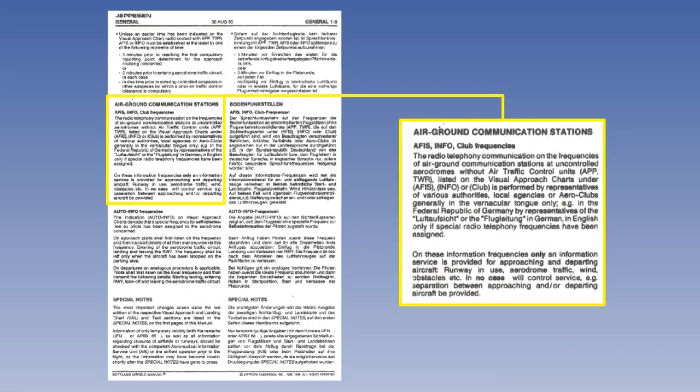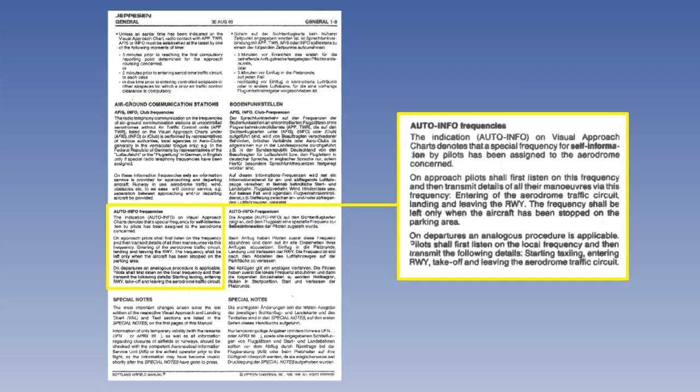The air-ground communications paragraph on page 19 states that at aerodromes without established air traffic control units, only an information service will be provided, usually in the native language. Control and clearances will not be given. Auto-info frequencies are also explained on this page. At airfields equipped with this facility, it is incumbent on pilots using the airfield to state clearly their position and manoeuvre for the benefit of other users. When you are satisfied with the information shown here, turn to page 113.